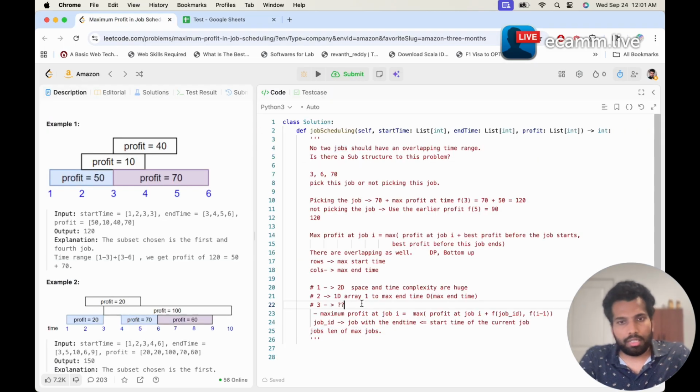So the time complexity here would be, I think, linear time, and space complexity, which was a downside in the earlier two approaches, is very much O of number of jobs. There's no more end time bound for the space complexity.